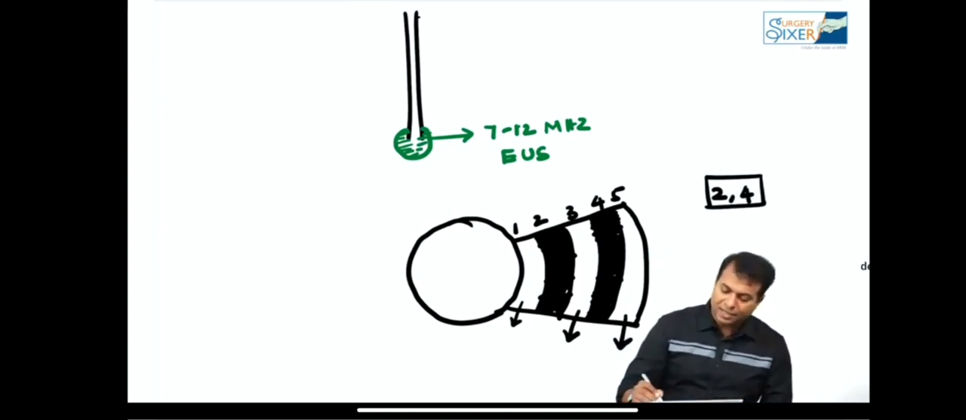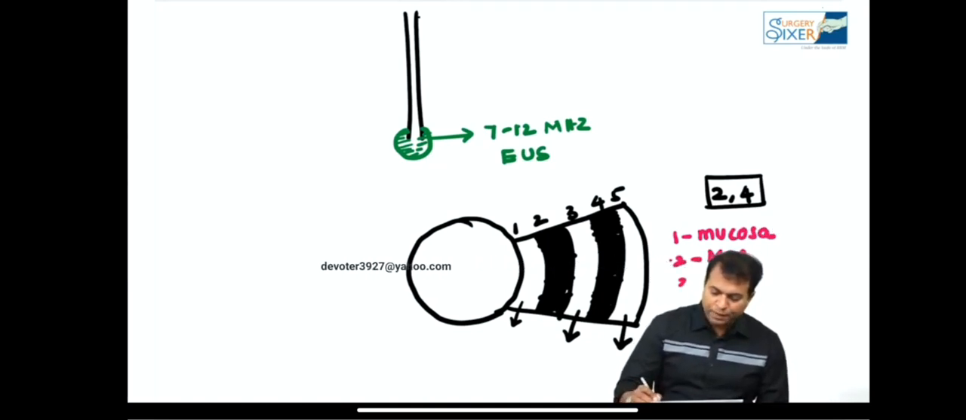Now tell me what these layers are. Number 1 stands for mucosa. Number 2 stands for muscularis mucosa. Number 3 stands for submucosa. Number 4 stands for muscle layer. Number 5 stands for adventitia. Since there is no serosa, this is adventitia.